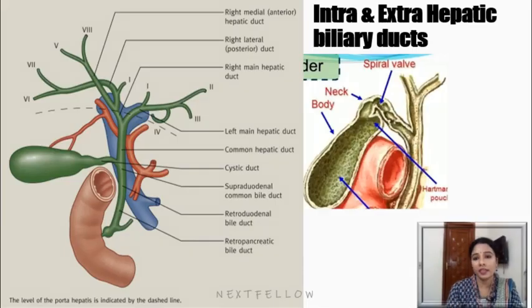So that was about the gallbladder. Now we shall discuss the intra and extrahepatic biliary ducts. The right and left hepatic ducts join after leaving the liver to form a common hepatic duct. This dotted line indicates the inferior border of the liver. Within the porta hepatis, we see the right and left hepatic ducts joining to form a common hepatic duct.